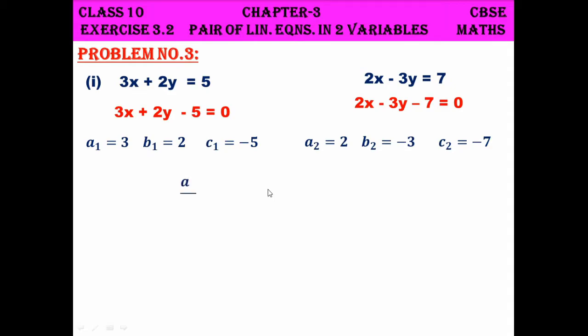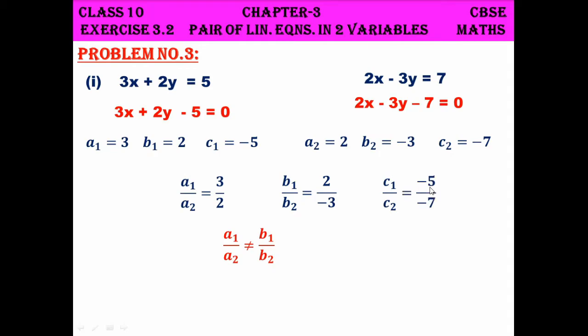Start comparing the coefficients. A1 by A2 equals 3 by 2. The next ratio, B1 by B2, equals 2 by minus 3. We see that the first two ratios are not equal. But even then we'll find the third ratio also. C1 by C2 equals minus 5 by minus 7, that is just 5 by 7. So from the first two ratios itself we can conclude because they are not equal. We need not bother about the third ratio.